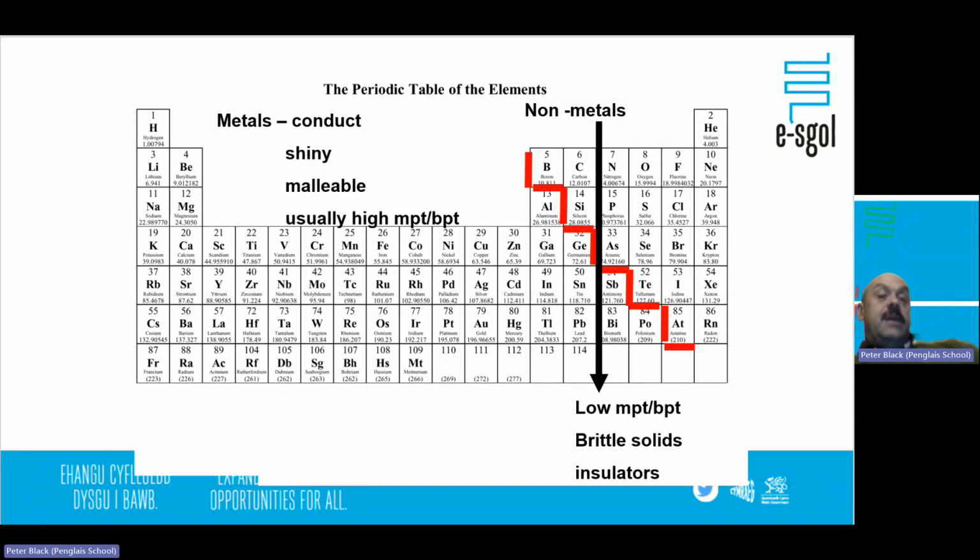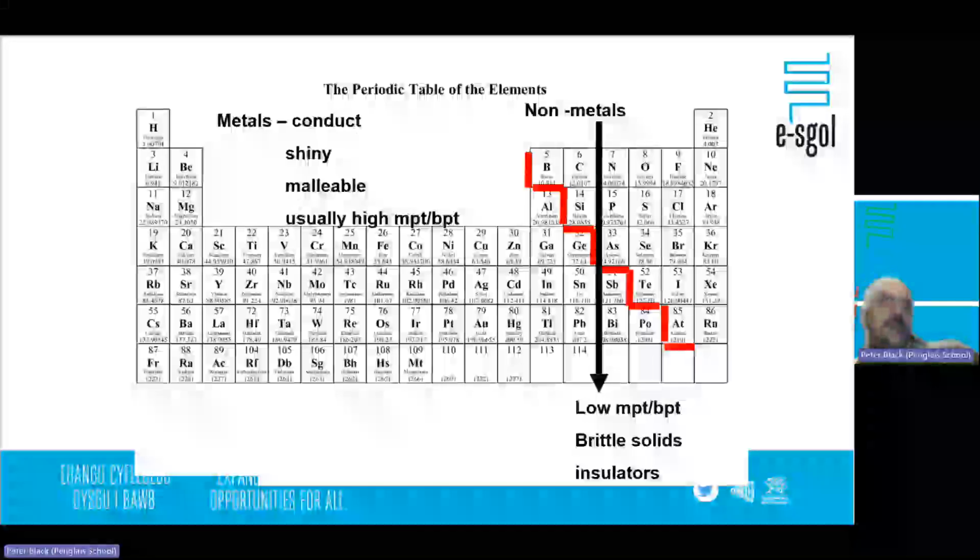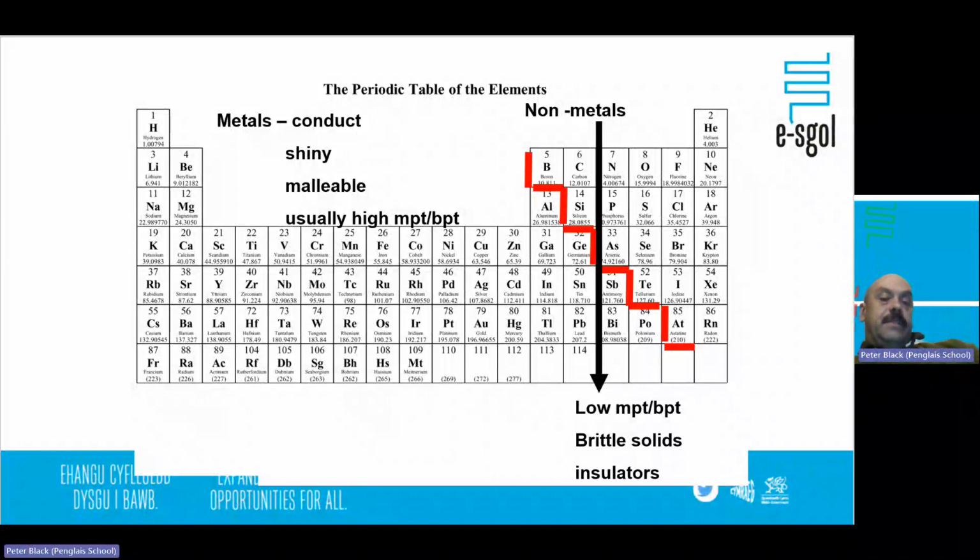Typically, with their low melting and boiling points, these things tend to be either a liquid or a gas. For example, fluorine, neon and chlorine are gases. There are very few examples of non-metals that are liquids, but we've got bromine here, which would be a good example. We've got iodine as well, which is actually a solid. Sulfur as well is a solid. So there are some solids, but even so, the melting points are relatively low in comparison to metals.